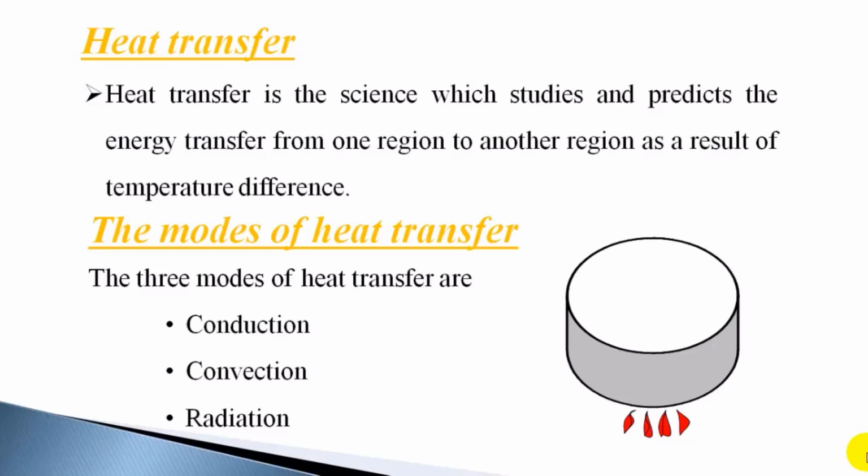From our experience, we know even without contact, heat can flow. So what is heat transfer? It is the energy transfer as a result of temperature difference. The subject heat transfer is the science which studies and predicts the energy transfer from one region to another region as a result of temperature difference. So temperature difference should exist for the heat to flow, and there are different modes by which heat transfer can take place. The three different modes of heat transfer are conduction, convection and radiation.